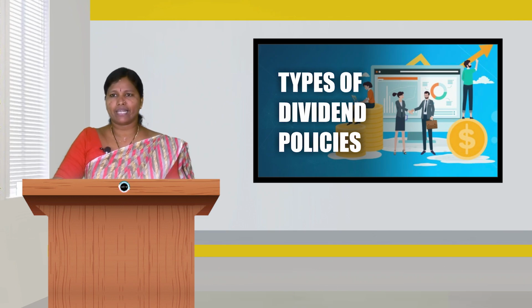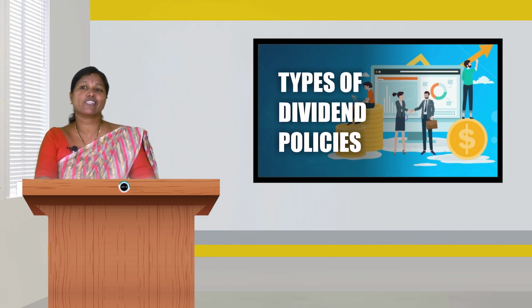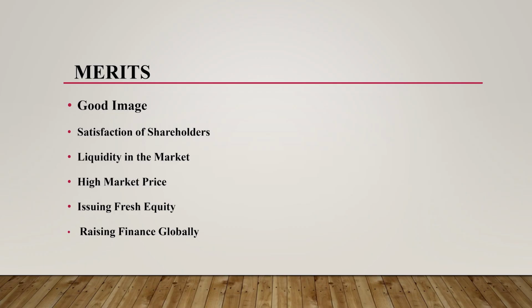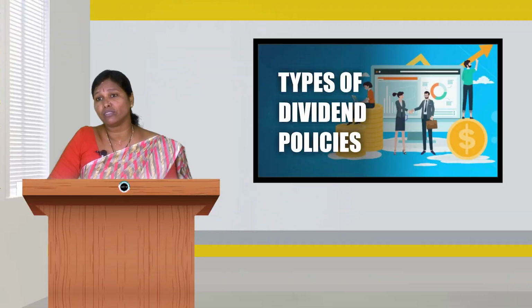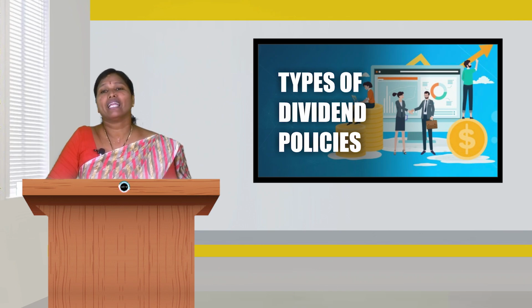Now, what are all the merits? The first merit is good image. Yes, companies declaring high dividends attract the attention of the investors. When followed constantly, it definitely cultivates a good image. For example, in the year 1991 to 92, Bajaj Auto declared 100% dividend for the first time in Indian corporate history. It attracted the attention of every investor in the stock market.